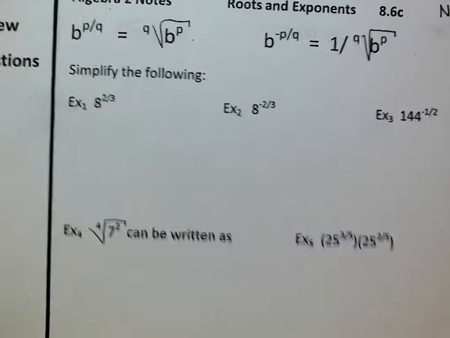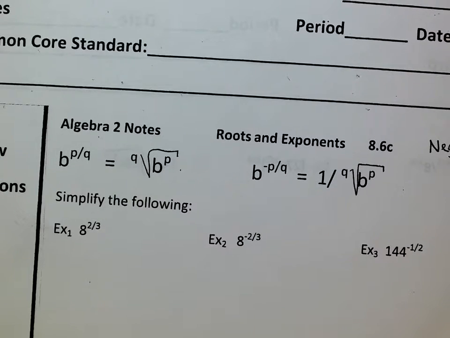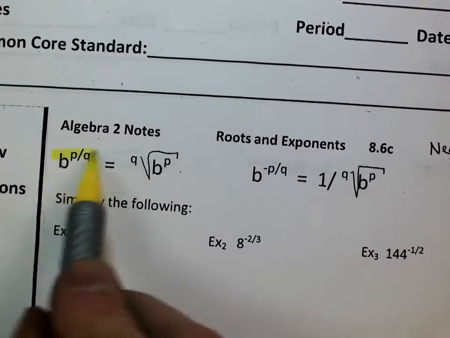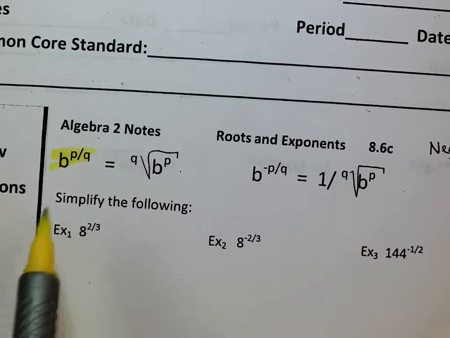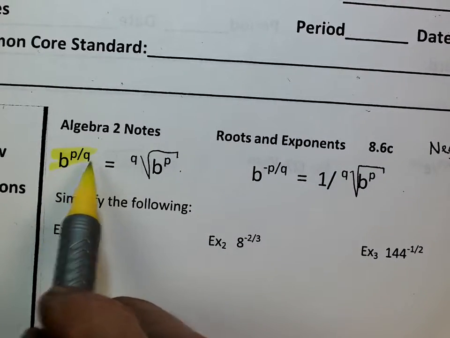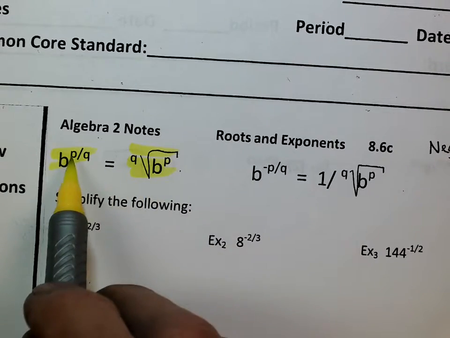How do you do this stuff? First of all, I want to highlight what's up here. So if you have any base to a fractional exponent, this bottom part of the fraction is always going to be the root, and the top part's the power.